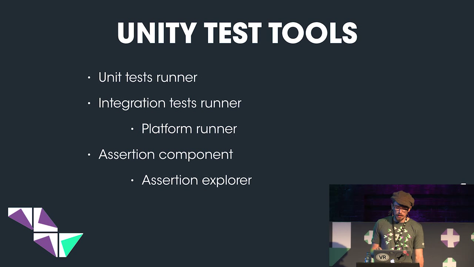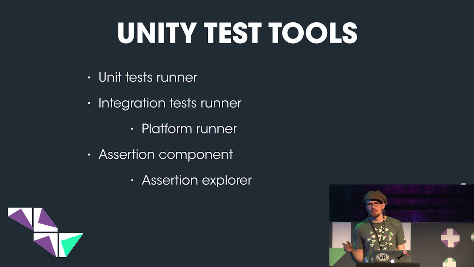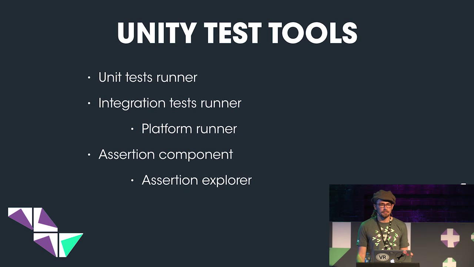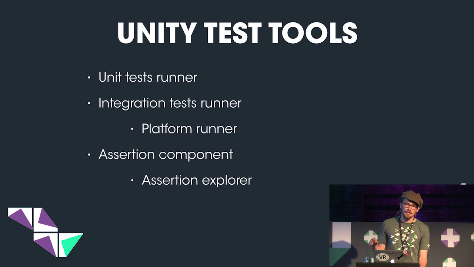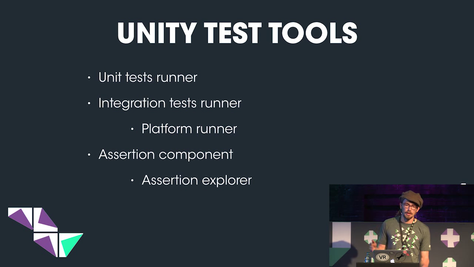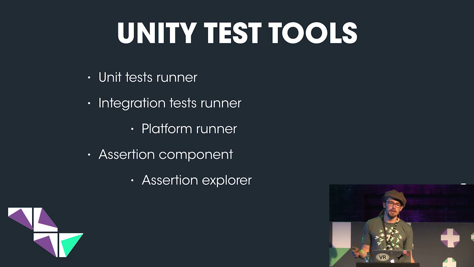So the Unity Test Tools package was released around 1.5 years ago. It's available on the Asset Store, and it contains three main modules. The first one is the Unit Test Runner. Then there is the Integration Test Runner for writing higher level tests, and there is a semi-automation tool called the assertion component. The integration test runner comes with a utility for running your tests on a platform, and a utility for assertions is also included for getting an overview of the assertions you have in your scene.